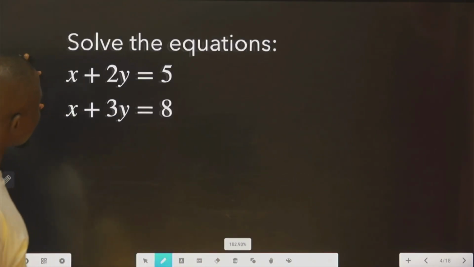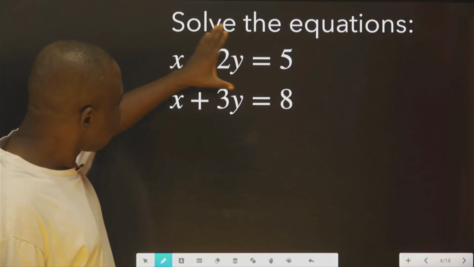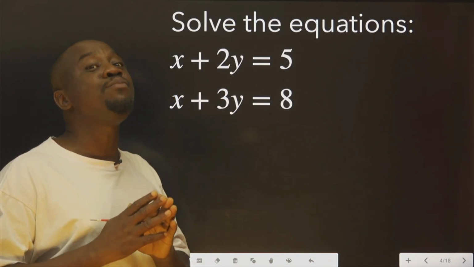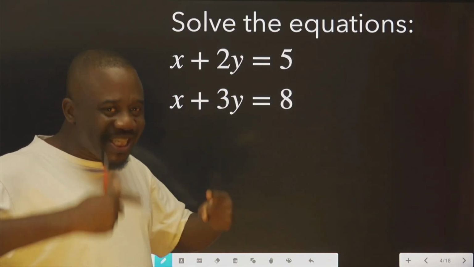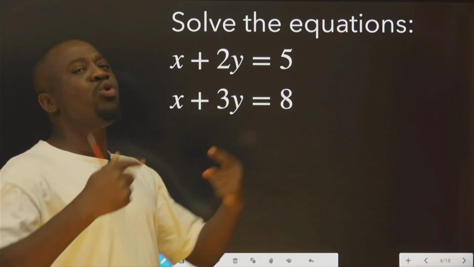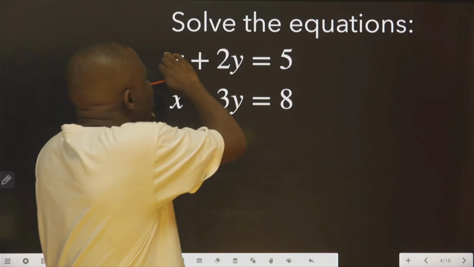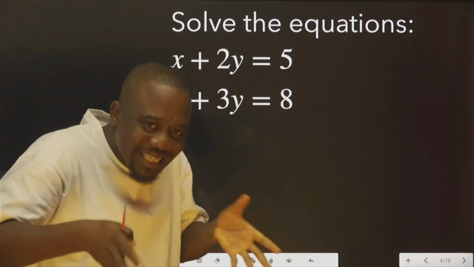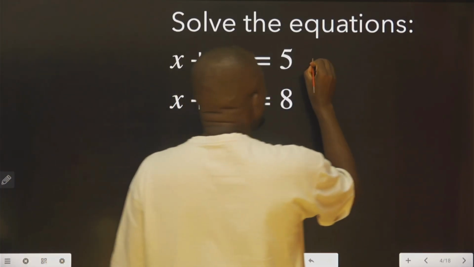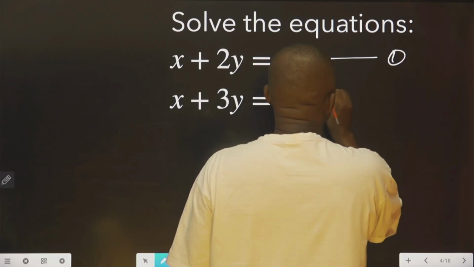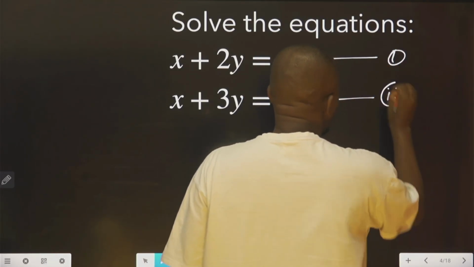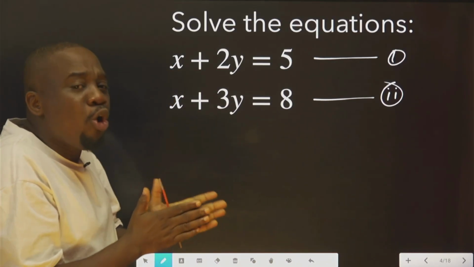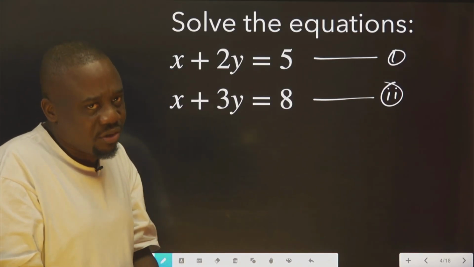Like this question, I say solve the equations. Because these are together, they are simultaneous equations. Two things that are happening at the same time. Two equations. We don't need to solve this one first and solve this one later. We are solving the two at the same time. So we are going to call this one equation 1. We call this one equation 2.